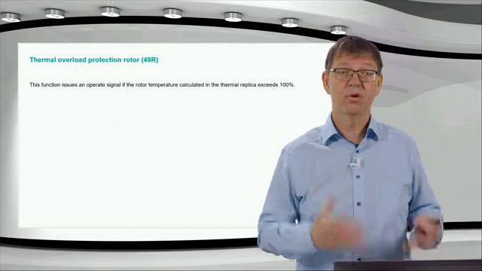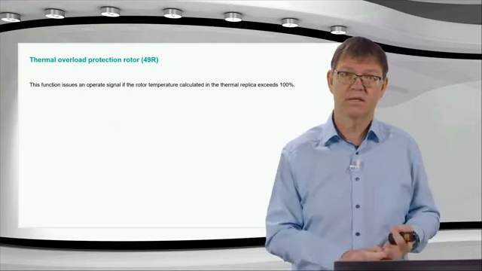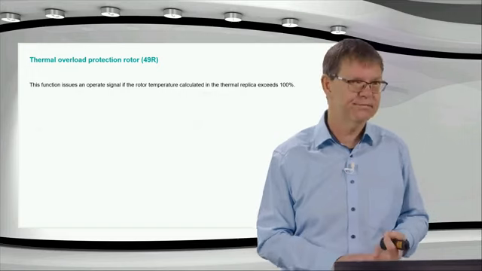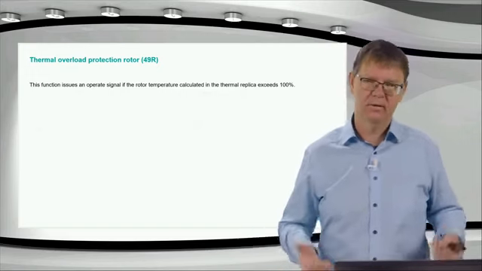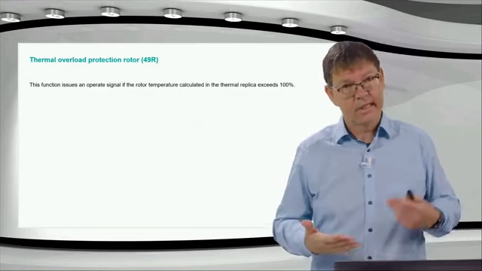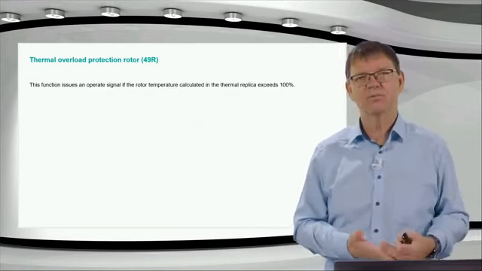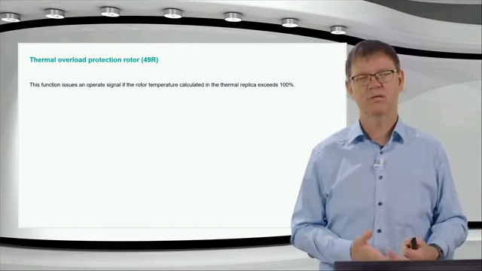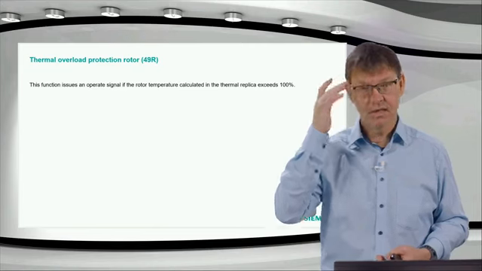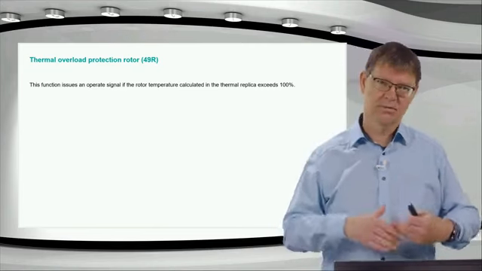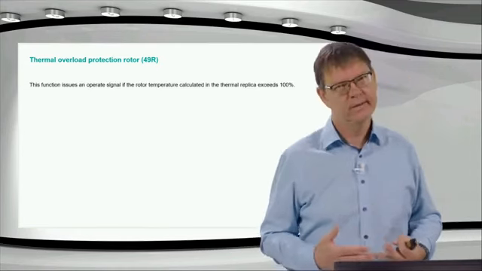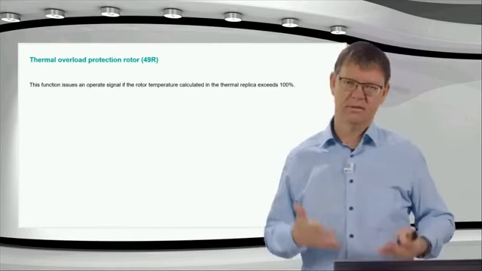Okay, then we have this thermal overload protection for the rotor. As I said, this is an add-on function. It's not always used by the operators because it calculates very precisely the 100% and then gives a tripping command. So if you have a longer start and you come over the 100% value, then you will get a tripping, although maybe the motor is just at the end of starting. And if you want to avoid that, then switch that function off.